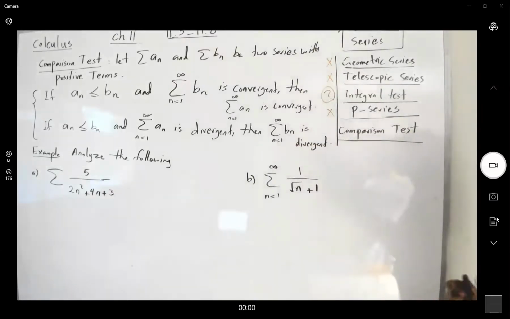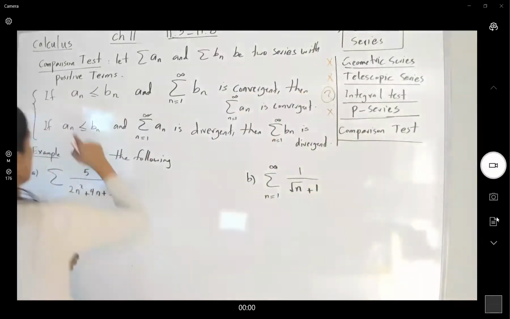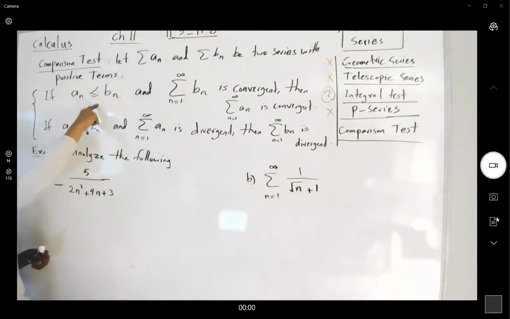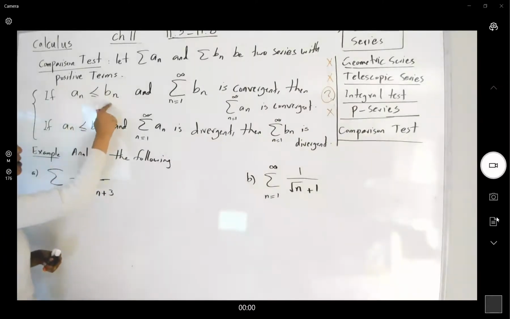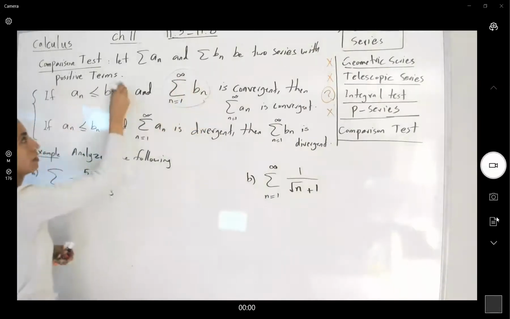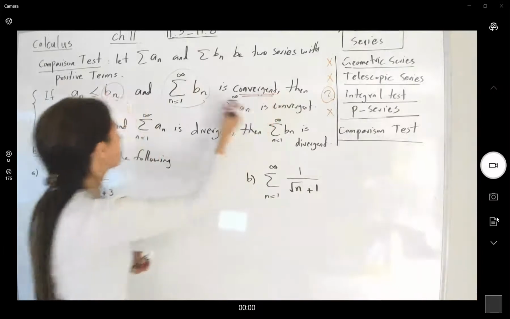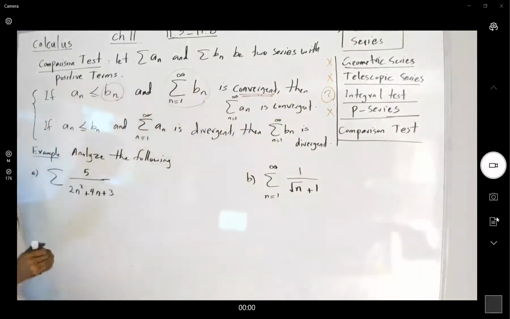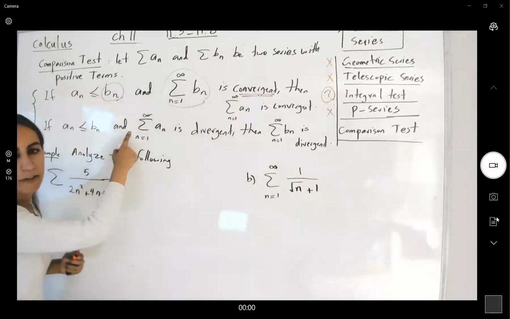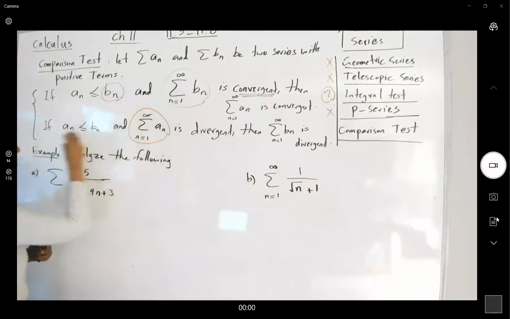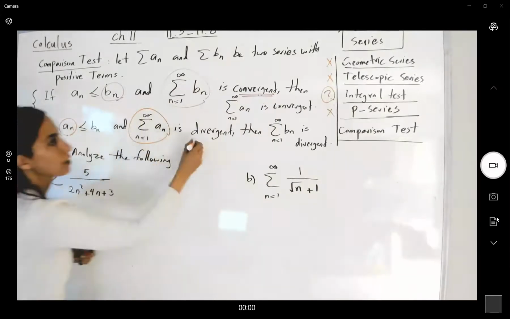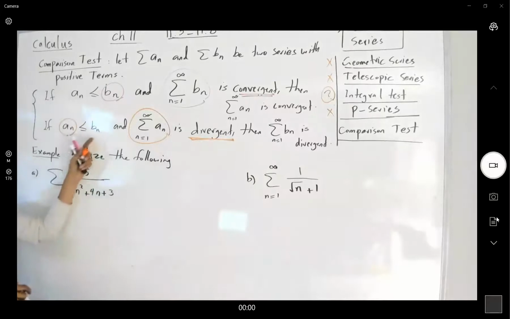So note what are we doing? AN is less than or equal to BN and the larger series is convergent, so is the smaller series. AN is less than or equal to BN and the smaller series is divergent, so is the larger series.